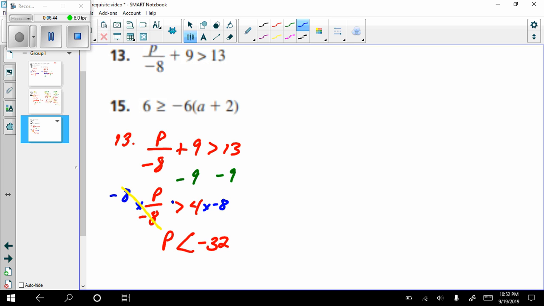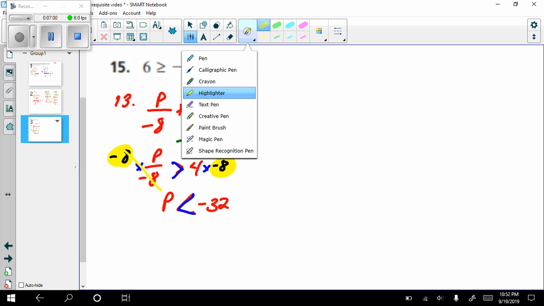Please note I had to switch the direction of the inequality. The reason is I was multiplying both sides by a negative 8. Okay, so I did have to switch the direction of the sign. Let's go ahead and graph this.